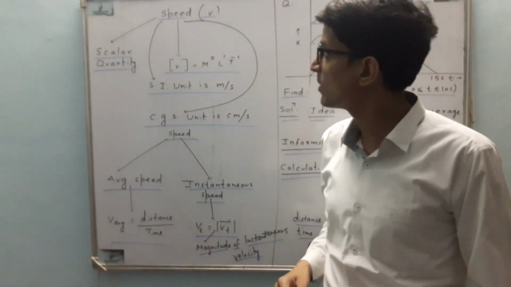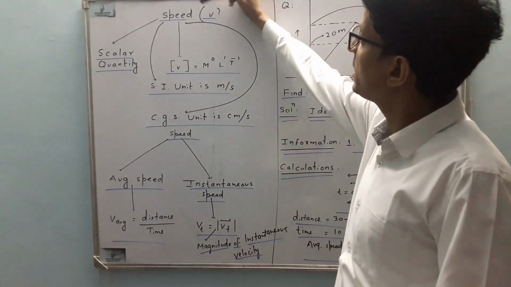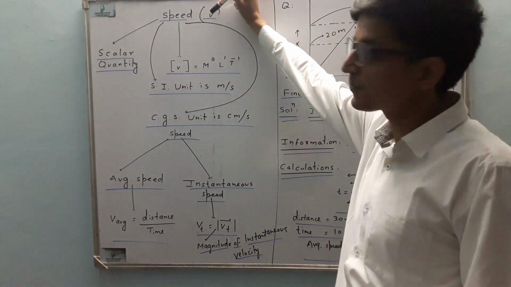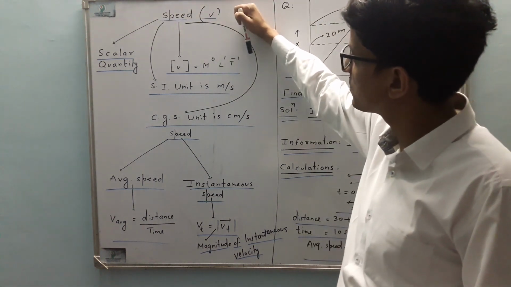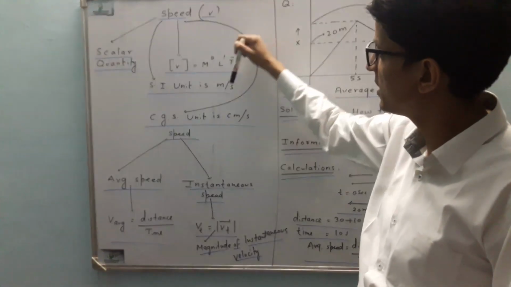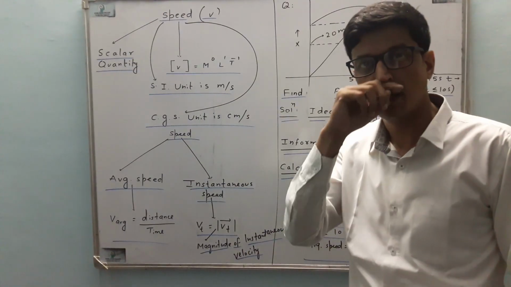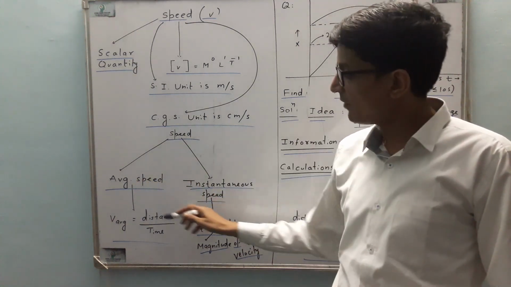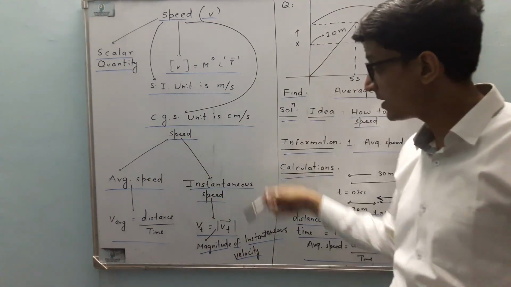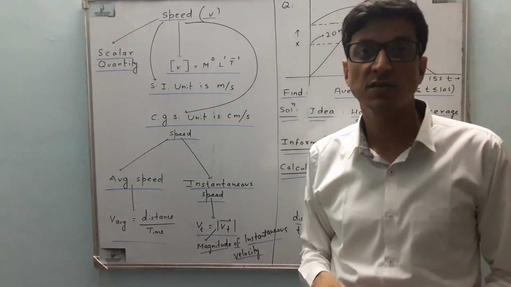Let's discuss today about speed. Speed is represented by the symbol V. It's a scalar quantity. It has dimensions M⁰L¹T⁻¹, and SI unit meter per second and CGS unit centimeter per second. Speed can be categorized as average speed and instantaneous speed. Average speed is distance by time, and instantaneous speed is the magnitude of instantaneous velocity.